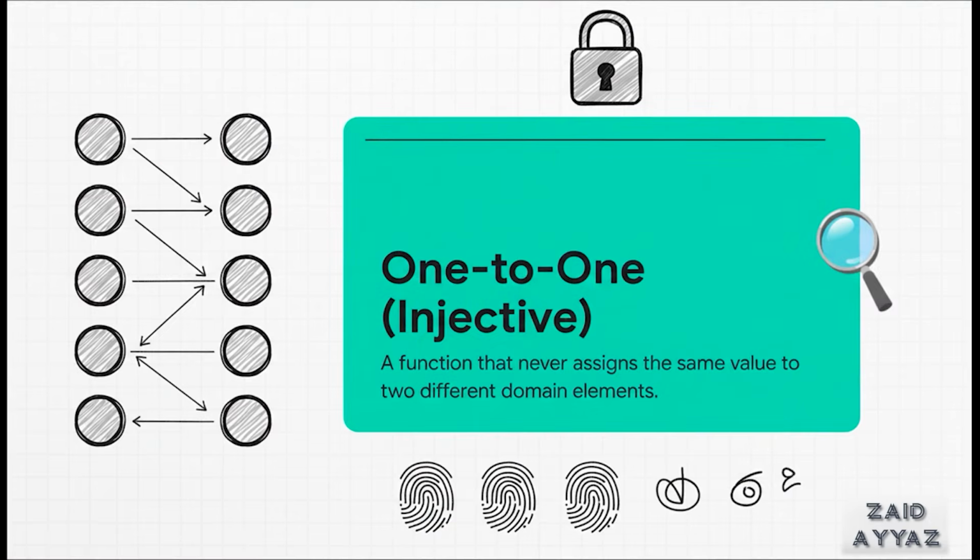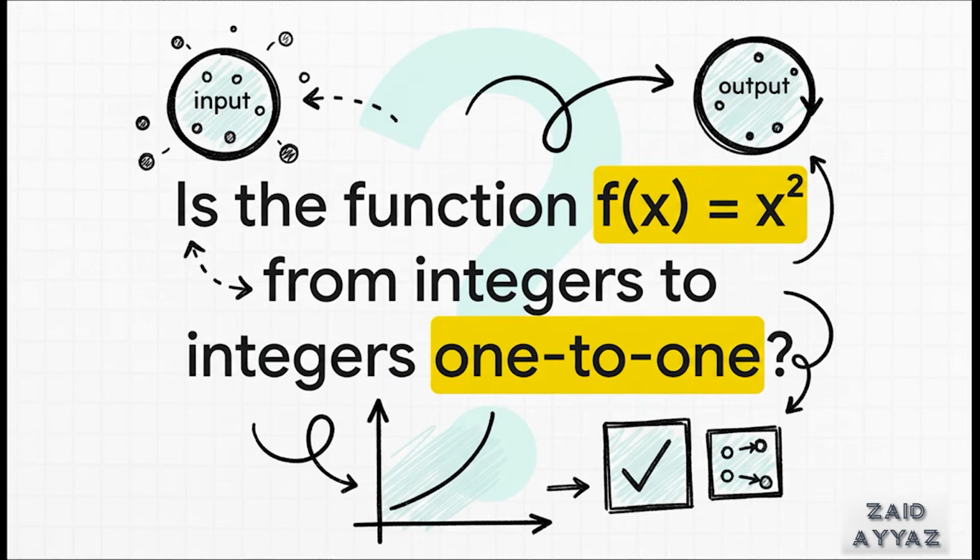A function is one-to-one, or injective, if you want to get fancy, if every output is unique. This means no two different inputs will ever lead to the same exact output. Think of it like this. Every input gets its own exclusive, dedicated parking spot. No sharing. Okay, so let's put this idea to the test with a classic example. Imagine our function is f of x equals x squared, and our inputs can be any whole number, positive or negative. So is this function one-to-one?